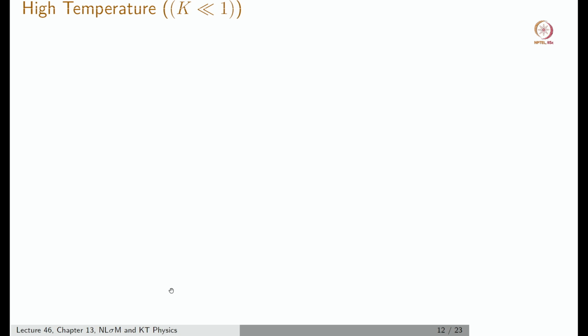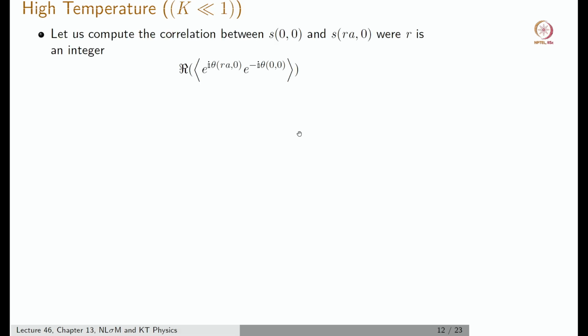Okay, with all this developed, now let us see what is the physics when we are at high temperatures, namely this K, remember we discussed this as J by T. Suppose J by T is very small, so K is much less than 1. I want to characterize that phase or whatever state that is being realized there using the statistical mechanics that I know.